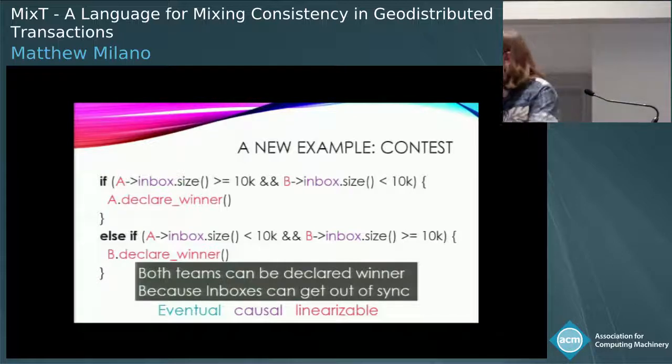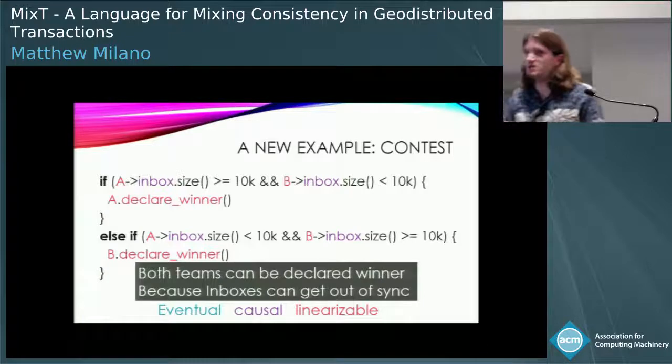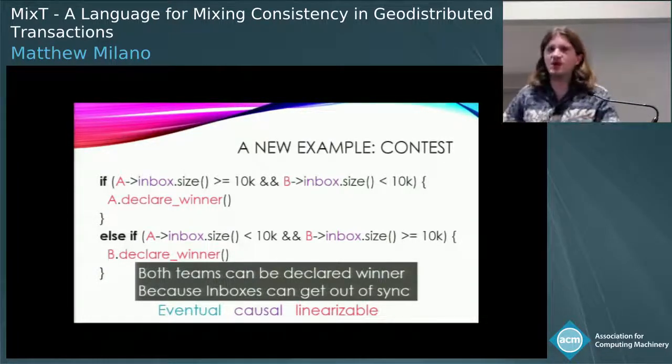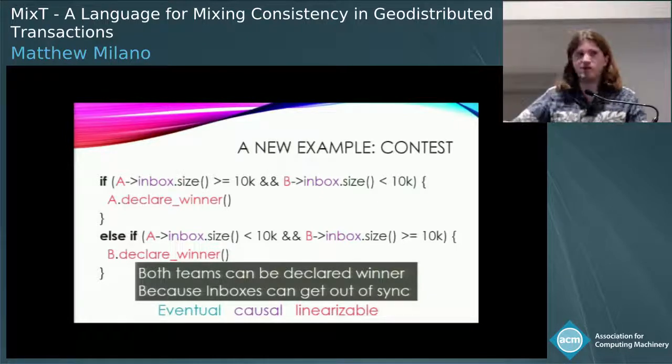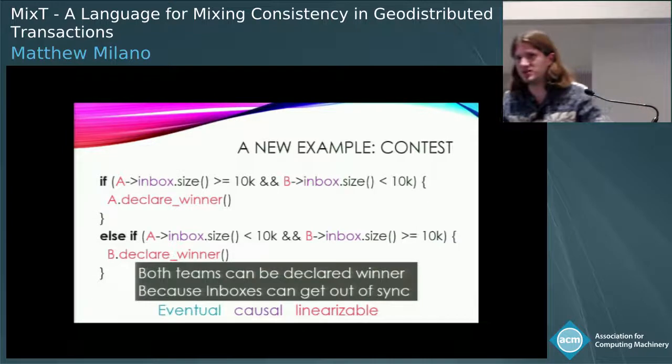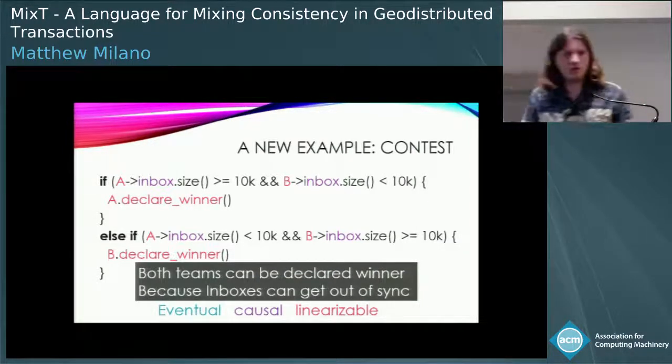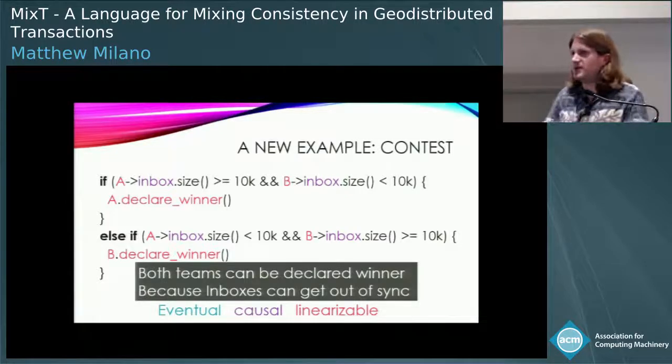Our inboxes are what ultimately determines our winner here. Both teams can be declared winner if an inbox is updated in, say, Africa for team A and an inbox is updated in Siberia for team B. Both of those individual replicas can see the 10,000th message and think that they've done it in isolation. The fact that we were linearizable didn't buy us anything on declare winner.